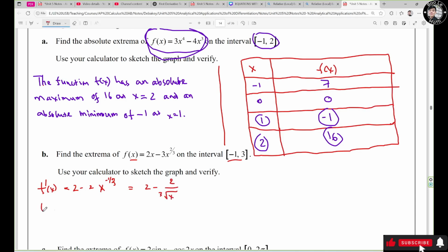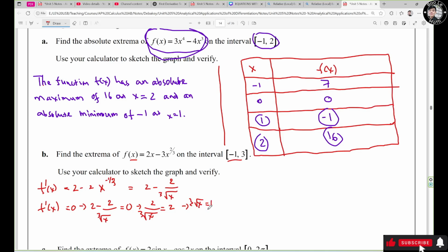Now, let f prime of x equal 0, so that you're going to find the critical number. So this turns out to be 2 over the cube root of x equals 2. Then the cube root of x equals 2 divided by 2, which is going to be 1.